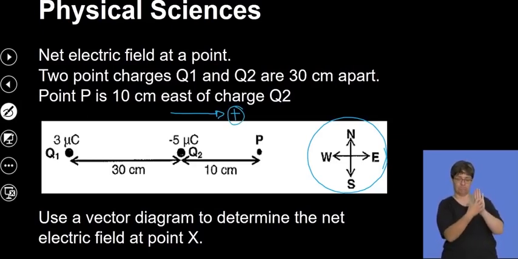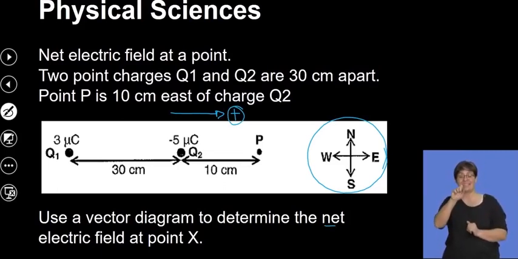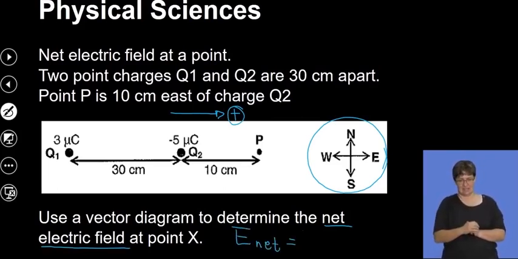Now use a vector diagram to determine the electric field at point X, but we are talking about the net electric field at point X. So what are we looking for here? We're looking for E net. How is this scenario different from the previous one? The three are collinear, the two charges and the point. First we've got the two charges, and then point P is to the right of the two charges. That's the main difference.